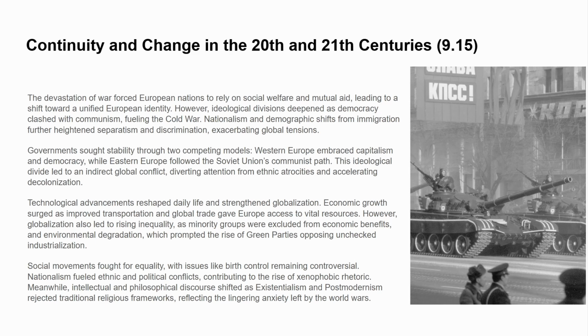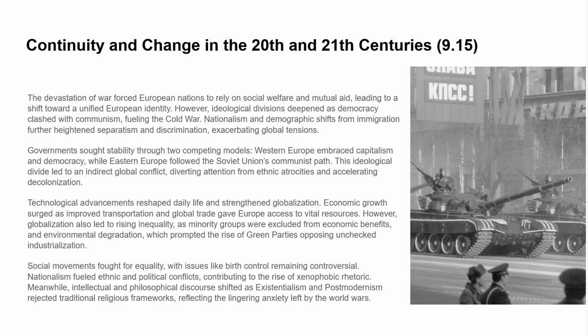Governments sought stability through two competing models. Western Europe embraced capitalism and democracy, while Eastern Europe followed the Soviet Union's communist path. An ideological divide led to indirect global conflicts, diverting attention from ethnic atrocities and accelerating decolonization. As the major nations were no longer able to focus all their resources on maintaining their colonies and were instead fighting in proxy wars or other such things, the colonies and the people within them were able to rise up and take back over their countries. Again, a trend continuing throughout the 20th century into the 21st.